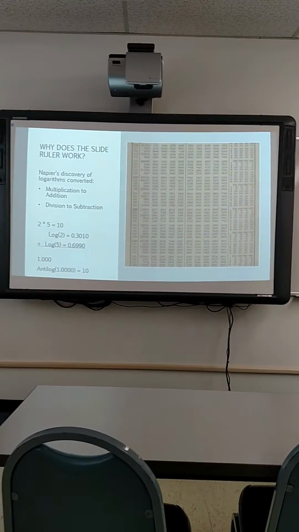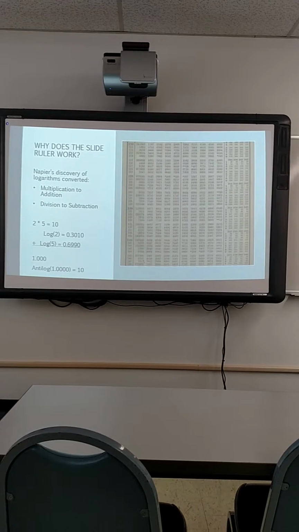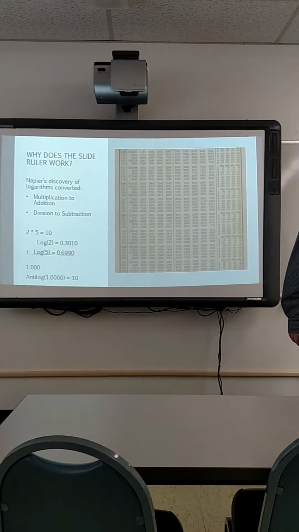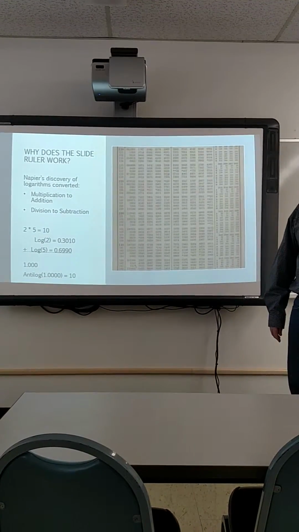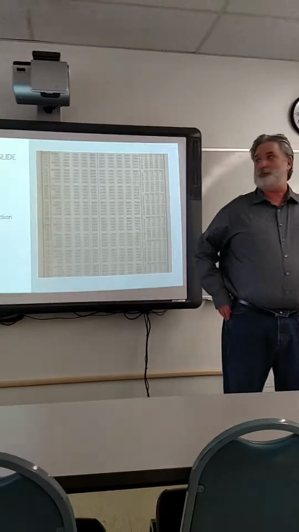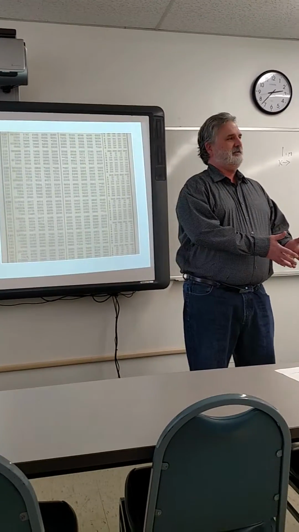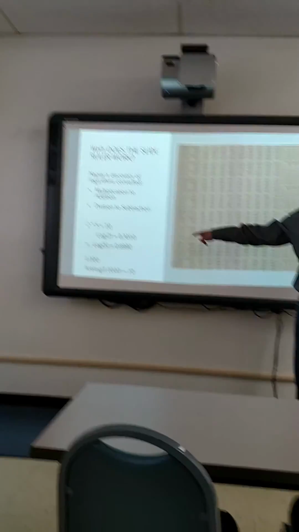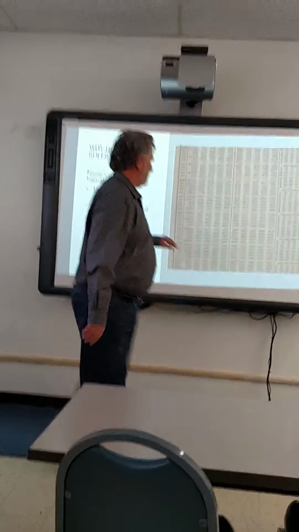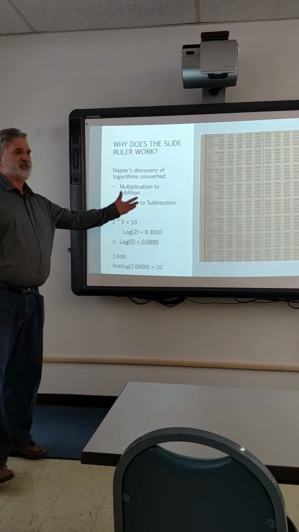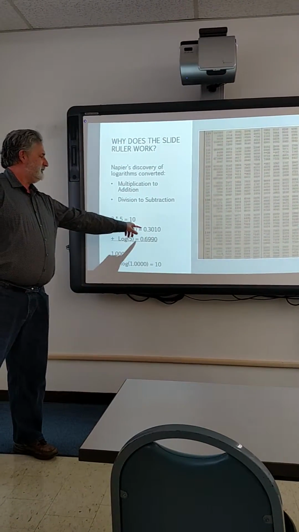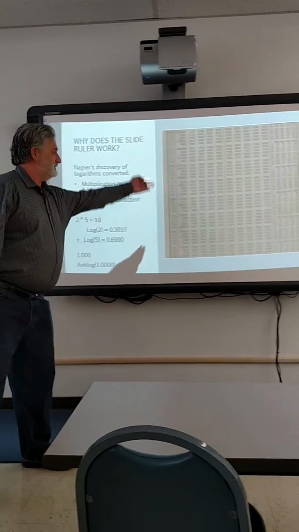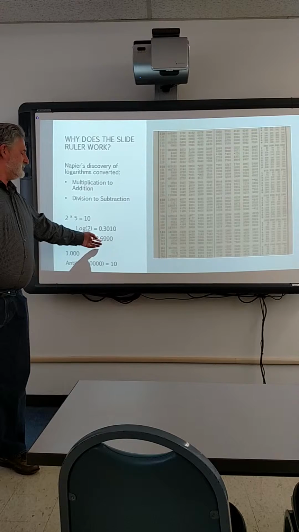So what actually makes a slide ruler work? First of all, you got to go back to John Napier's discovery of logarithms. And with that, he converted multiplication into addition, and he also converted division into subtraction. So here on the bottom, I just put down 2 times 5 equals 10. Obviously you know that. Log of 2, and I used 4 places off my calculator like I had a chart. And log of 5 equals that.